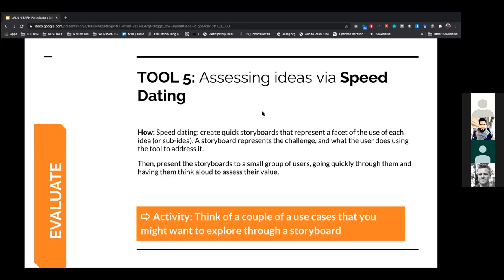Try to think about one use case for the tools that you're creating. I'm gonna give you guys 3 minutes. Meanwhile, I'm gonna look for the citation here.